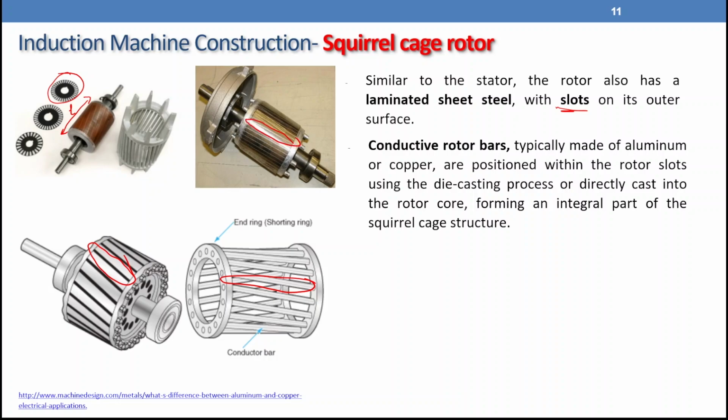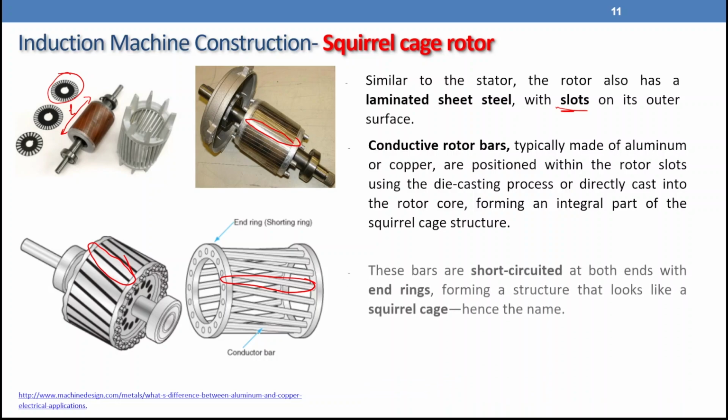Right. So how are we going to add these bars? Using a die casting process, or directly cast into the rotor core. In the die casting process, the metal is molten and injected at high pressure into the slots. But now we have a certain number of bars distributed on the rotor, and how do we calculate the number of rotor bars? In this video we are covering the construction, not the design, so that one will be later on. There is a certain formula you can use to calculate the number of rotor bars.